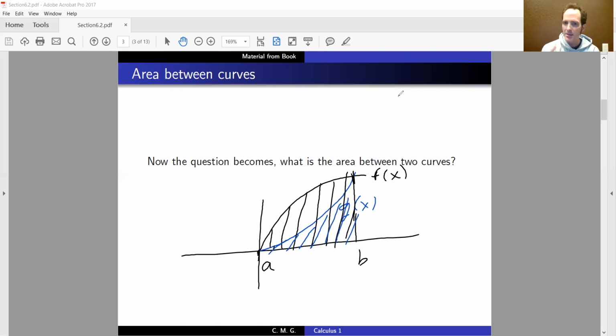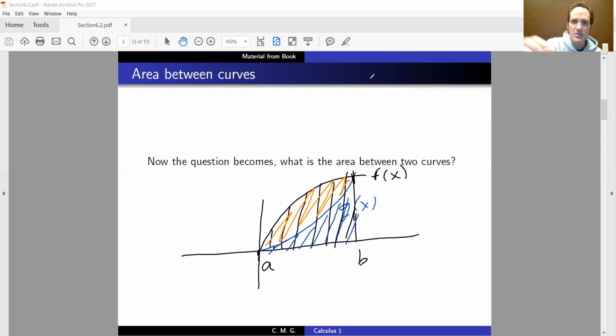And so what's the area in between these two? It's the difference between those two areas. So you think, I take the big area underneath f, I take the area underneath g, I subtract it from the area underneath f. And what I am left with is, in fact, the area in between the two.